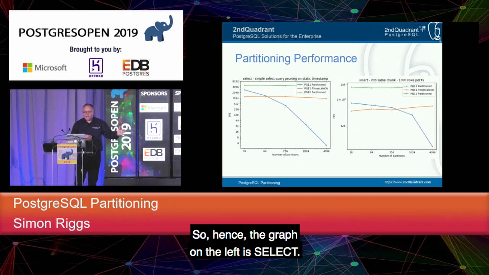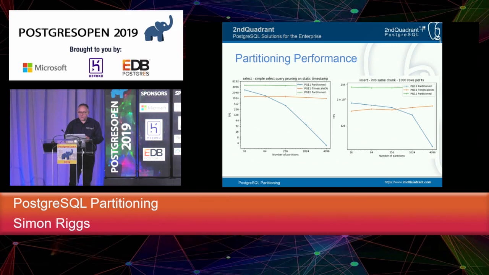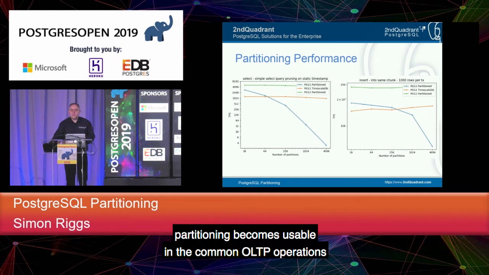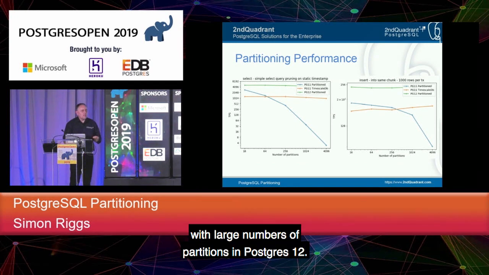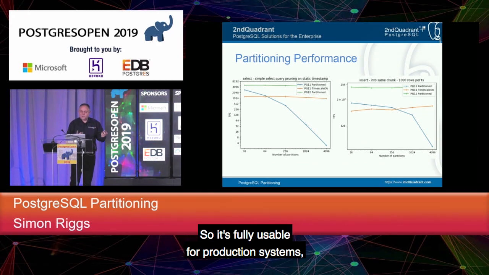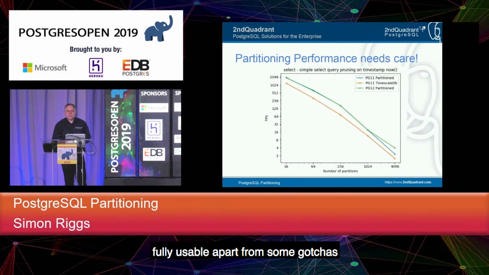The graph on the left is select, the graph on the right is insert performance as well, and from that you can see that partitioning becomes usable in the common OLTP operations with large numbers of partitions in Postgres 12. So it's fully usable for production systems. Fully usable apart from some gotchas that you need to understand.